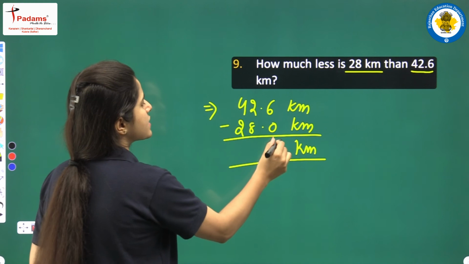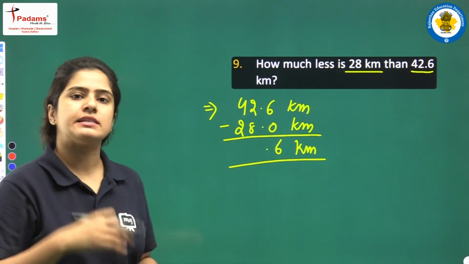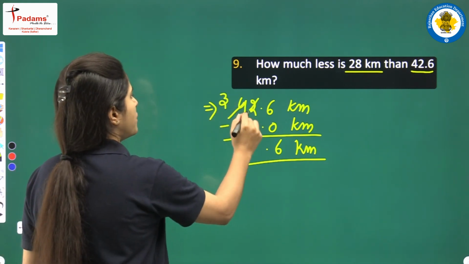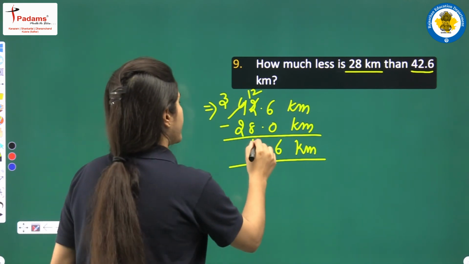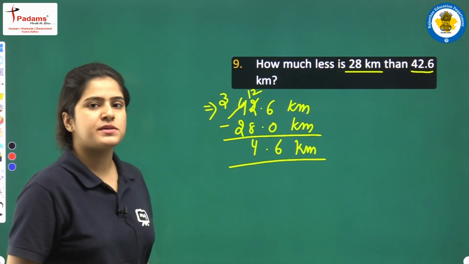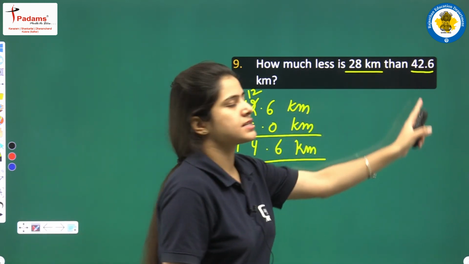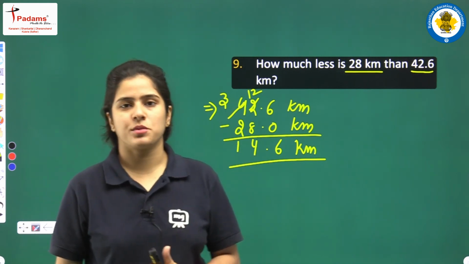Then 6 minus 0 is equal to 6, decimal, decimal, decimal. 2 can't be subtracted from 8, so we'll take the carry from 4. 4 will be converted to 3 and 2 will be converted to 12. 12 minus 8 is equal to 4, okay students, and 3 minus 2 is equal to 1, okay. So, how much less is 28 kilometers than 42.6 kilometers? That is 14.6 kilometers, okay students.